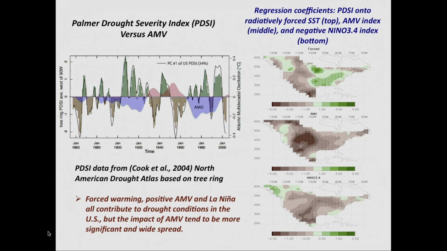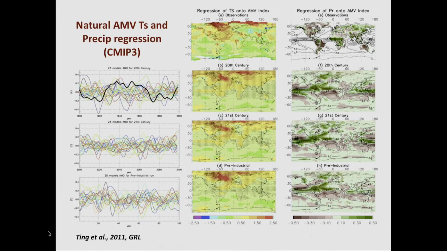So I summarize here that both forced warming, positive AMV, and La Nina contributed to drought conditions, but it seems like AMV matters on a longer time scale. These are all filtered on a decadal time scale and longer.